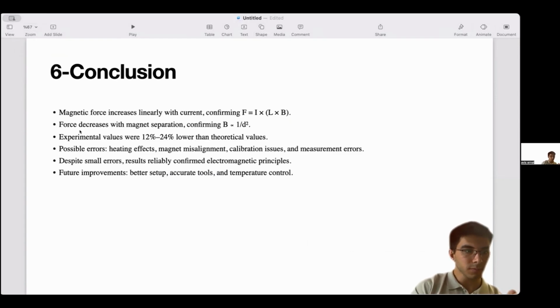And here's my conclusion. This experiment successfully confirmed the linear relationship between the current and magnetic force, as well as the inverse square relationship with magnet separation. These results validate fundamental electromagnetic principles that have applications in everything from electric motors to particle accelerators.